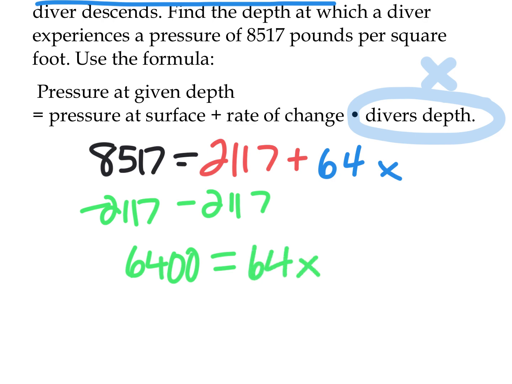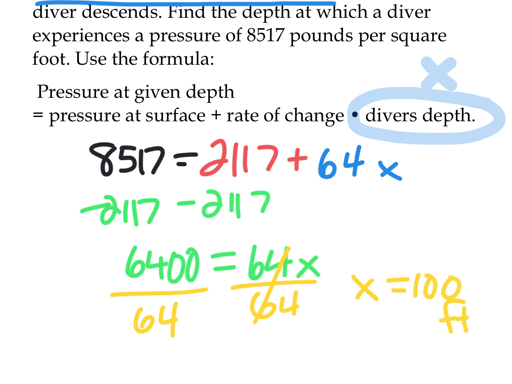64x, and then I can divide both sides by 64. I'm using the same process I did with the first equations. I didn't have anything to simplify. I had the variable on one side, so now I'm using my inverse operations to cancel out, using the reverse order of operations. This gives me x equals 100, and that would be feet. So the diver would be 100 feet below the surface of the water for the pressure to get to 8,517 pounds per square foot.